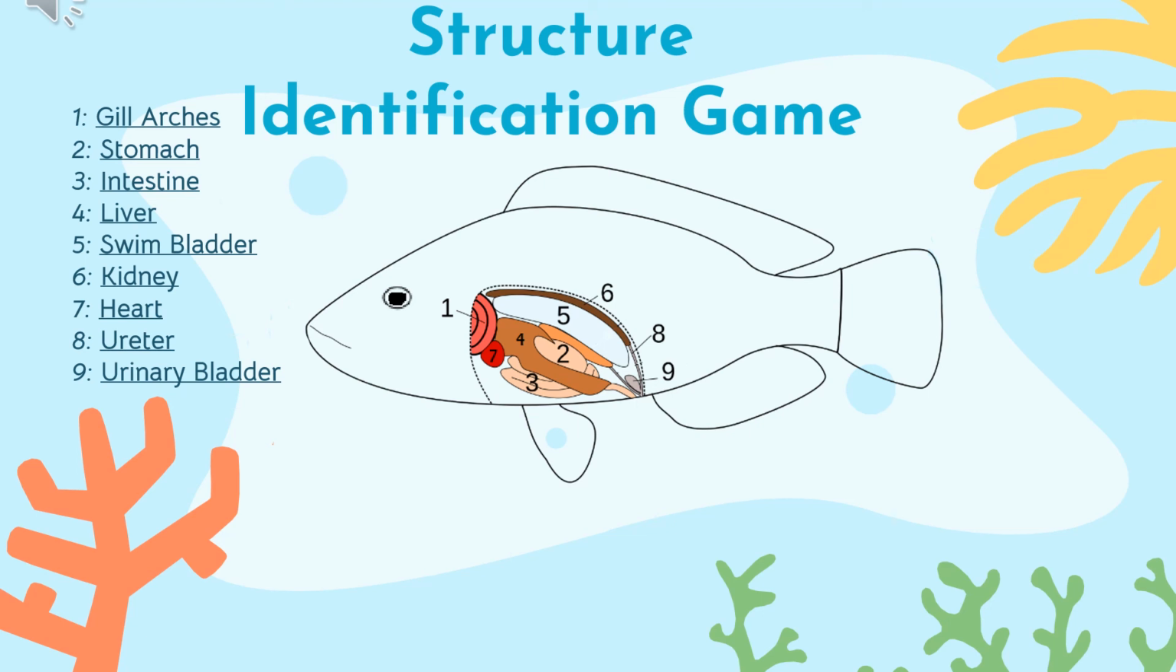Here is just a brief overview of the little identification game with the answer key on the left. The first structure was the gill arches, the second structure was the stomach, the third were the intestines, the fourth structure was the liver, the fifth structure was the swim bladder, the sixth structure was the kidney, seventh was the heart, the eighth structure was the ureter, and the ninth structure, towards the bottom, was the urinary bladder.